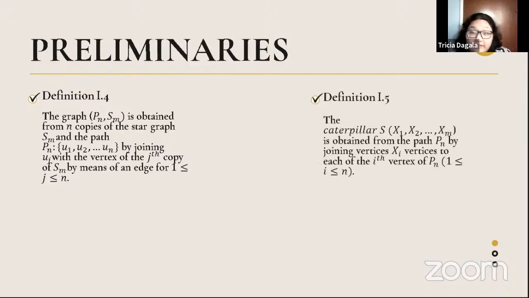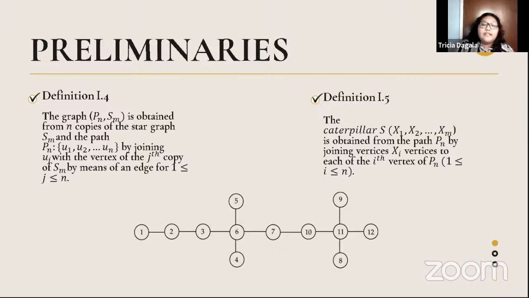So, for the fifth definition, the caterpillar S of x sub 1, x sub 2 up to x sub m is obtained from the path P sub n by joining vertices x sub i to each of the ith vertex of P sub n. So, I have an illustration here. So, this is what you call a caterpillar.